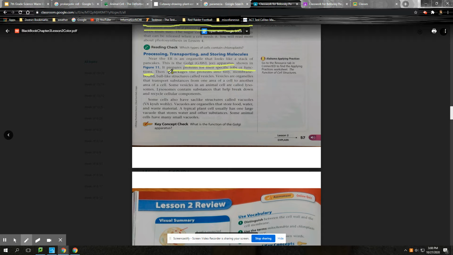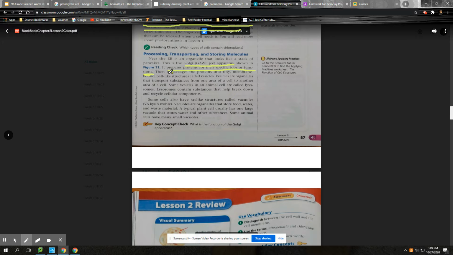Okay, so the Golgi apparatus, it can store things, and as it stores things like proteins, it will prepare them for whatever the jobs are that they're going to be within the cell. And remember, the cell has all kinds of jobs going on inside of it at one time. So these proteins are prepared inside the Golgi bodies so that they can do whatever job it is that they're going to be doing inside the cell.